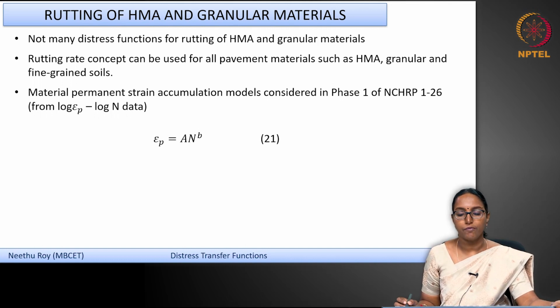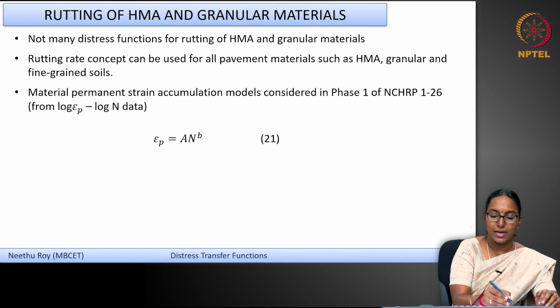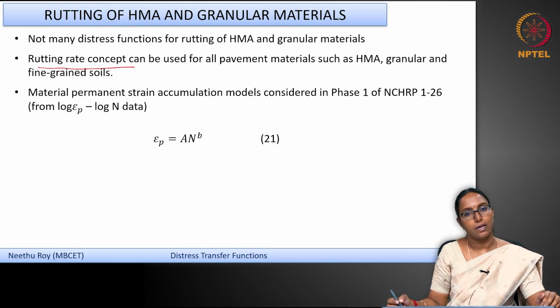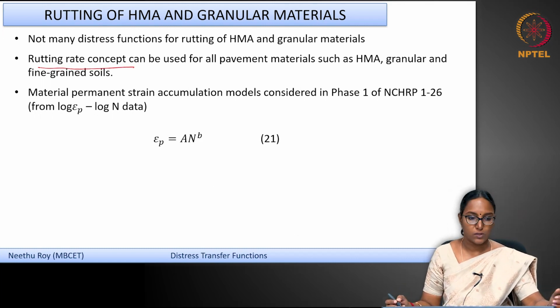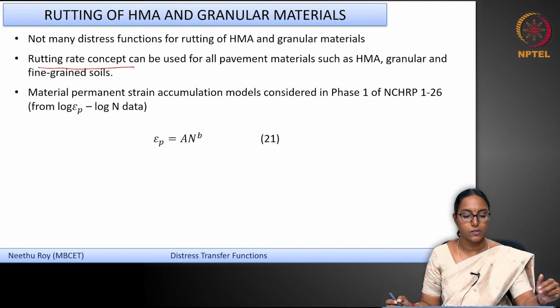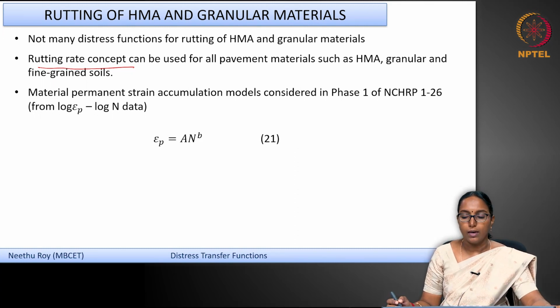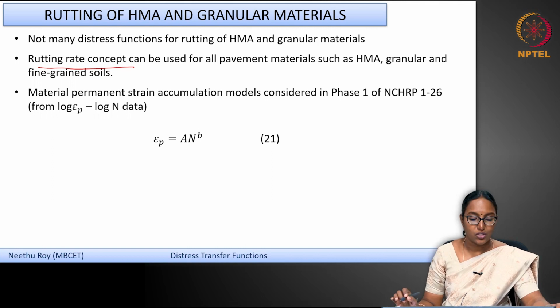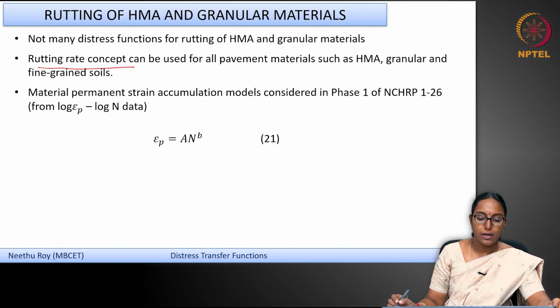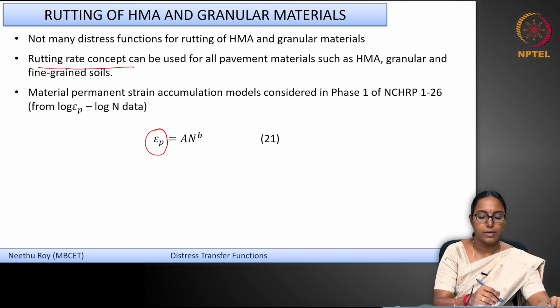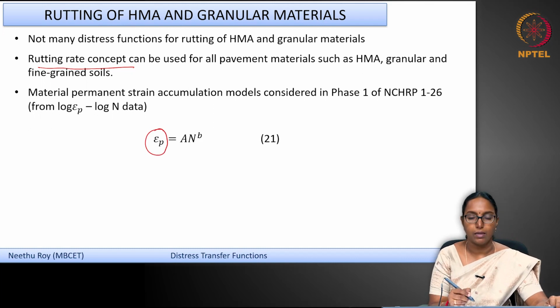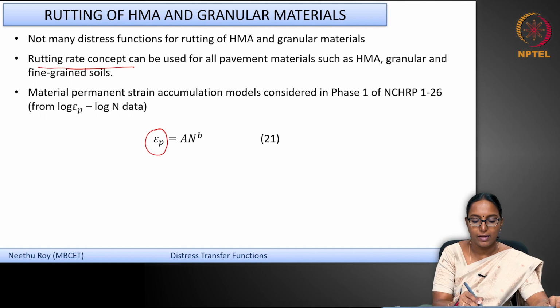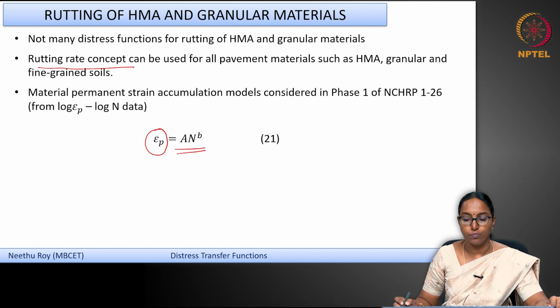Now, there are not many distress functions which are directly and commonly used for rutting of HMA and other granular materials, but essentially the approach that is adopted is a rutting rate concept that can be used for HMA, granular, as well as fine grained soils, or the various layers of the pavement structure. So, this is generally represented as a permanent strain that is happening in the pavement material, which is given as an expression epsilon P is equal to A n raised to B.